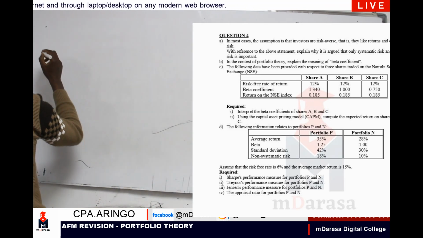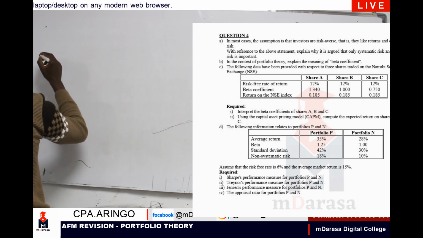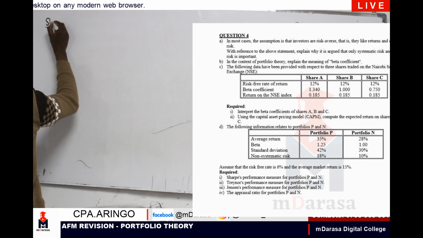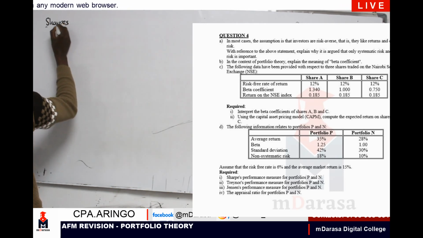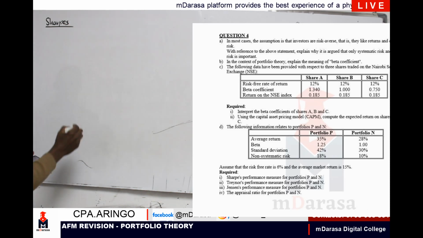Because now I'll be having our Sharpe's performance measures. So talk about our standard deviation, right? When you are talking of Sharpe's portfolio performance measures, we are talking about the concept to do with our standard deviation. This model uses standard deviation basically to evaluate our performance. That is one thing that we should always be able to have in mind.